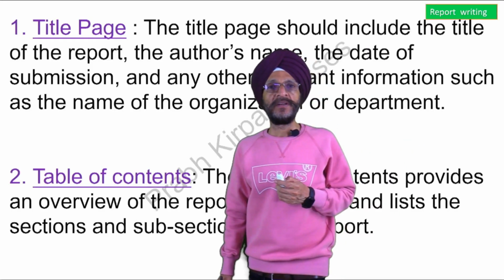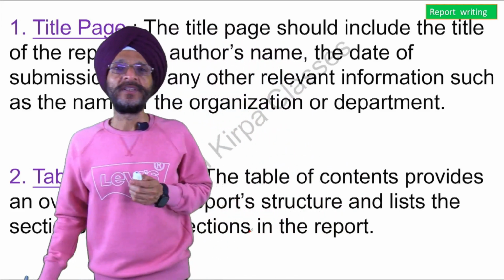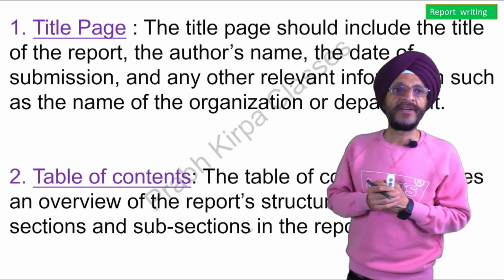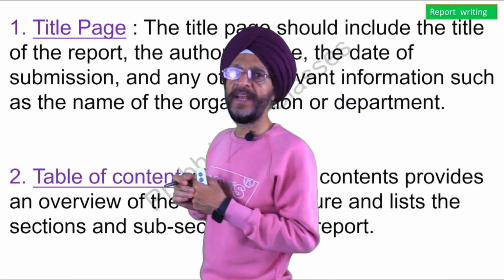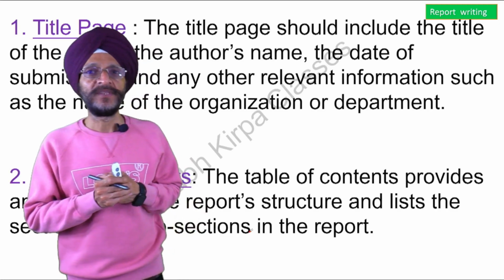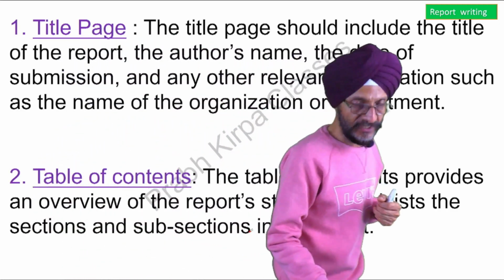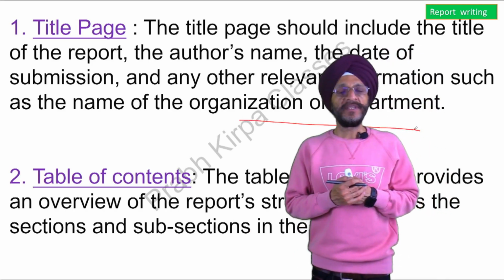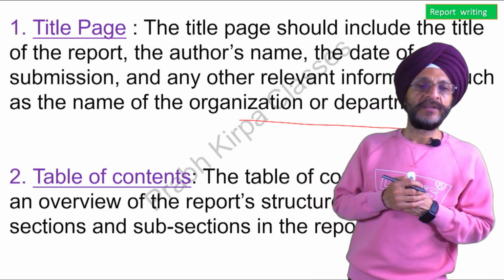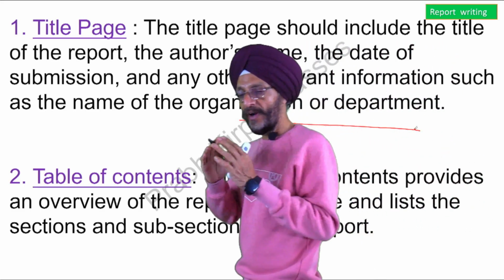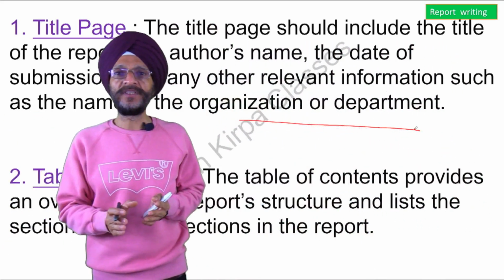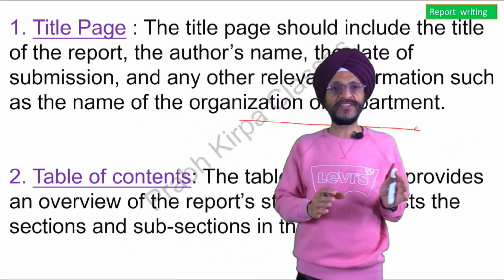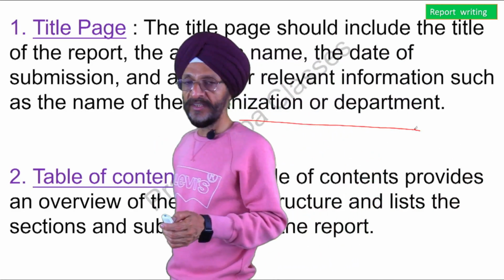Title page. Title page should include the title of the report, the author's name, date of submission, and any other relevant information such as the name of the organization or department. Next is table of contents. Table of contents provides an overview of the report's structure and lists the sections and subsections in the report.